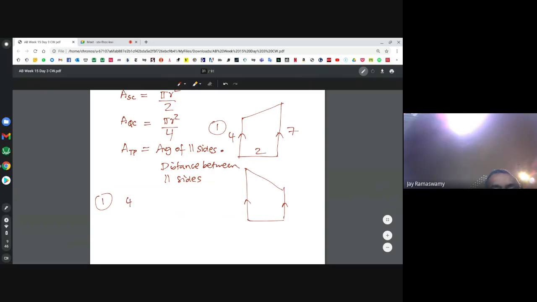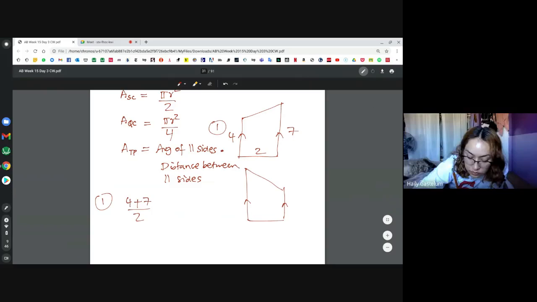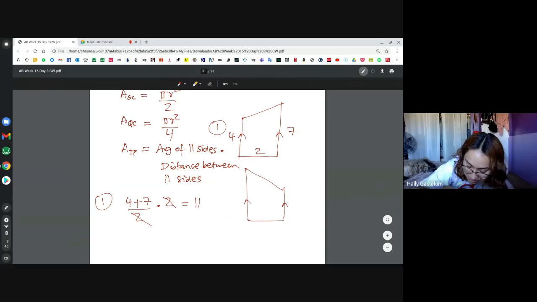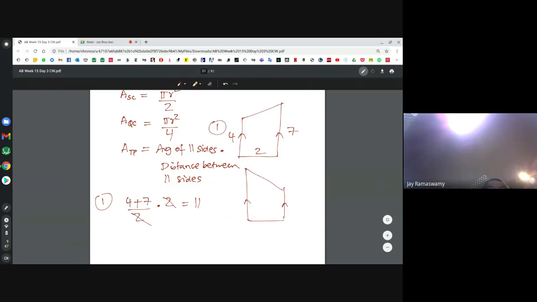So 4 plus 7 over 2, the average, is 5.5. And then times 2, that's the distance between those parallel sides. Will the 2's cancel? Yes. So make sure you don't need to get decimals. Is your final answer 11 then? Yes. Did everybody understand what the parallel sides are and the distance between the parallel sides?